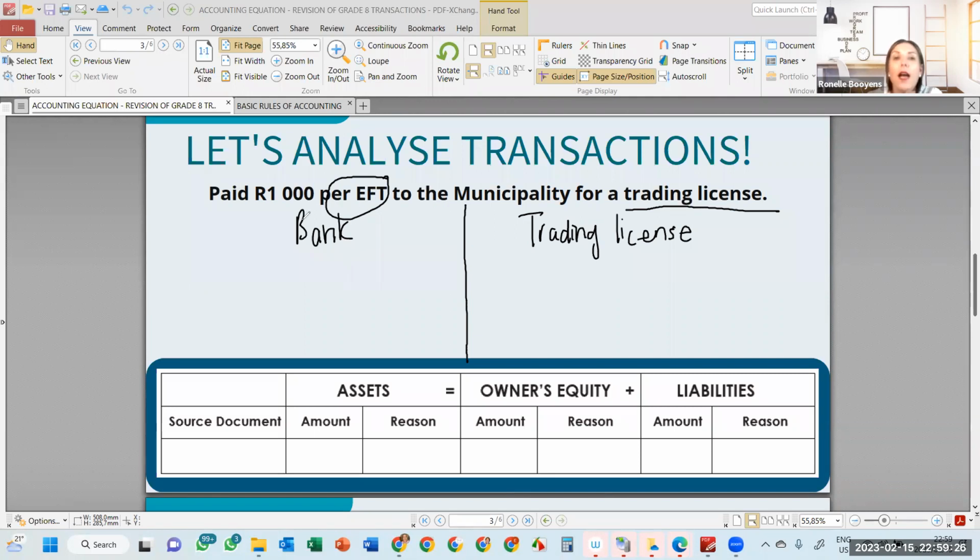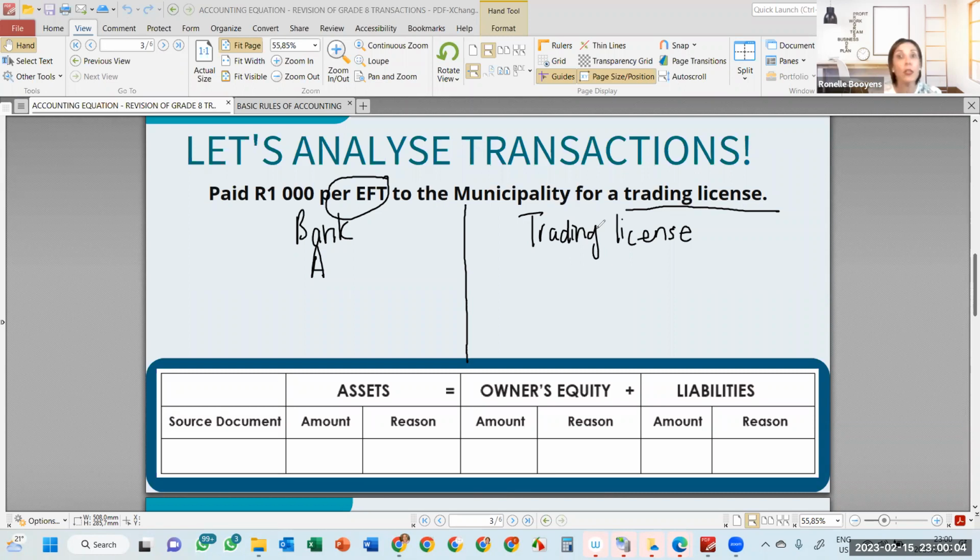Now we need to ask ourselves, bank, what type of account is bank? One of the elements: is it an asset, owner's equity, or liability? You know your poster by now, so you know that bank is an asset. Trading license: asset, owner's equity, or liability? It is an expense to the business. Our business probably needs to renew the trading license every year in order to be able to trade in a specific town or area or under certain laws and regulations. So trading license is definitely an expense.